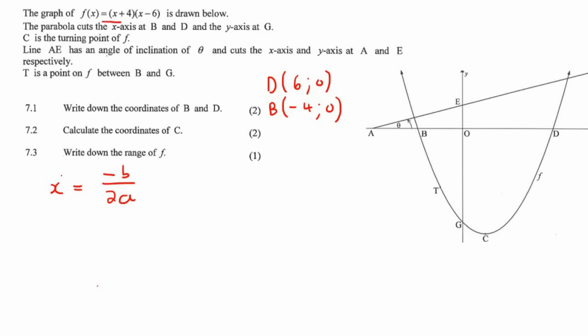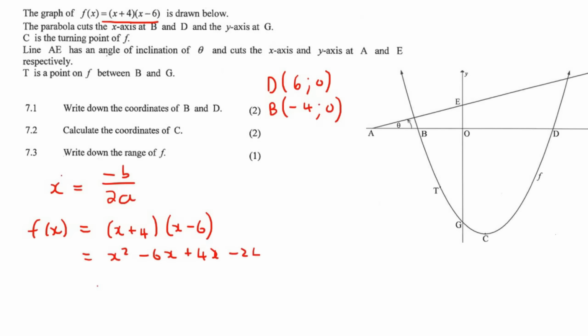But now I do need to go and multiply this out first so that I can see what my a, b, and c will be. So let's go multiply that together. So that's going to give us x squared minus 6x plus 4x minus 24. Then I can just neaten that up to become x squared minus 2x minus 24. And now I know what my a, b, and c are.